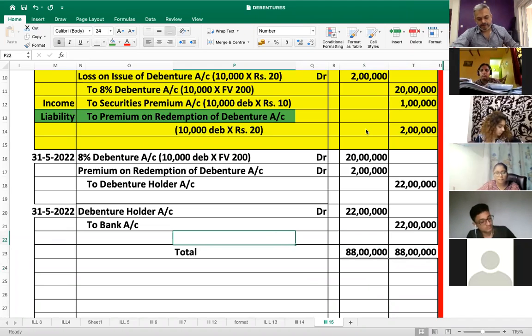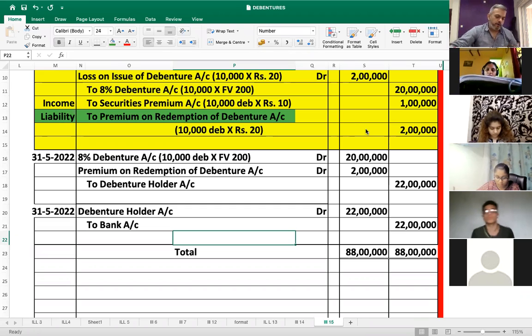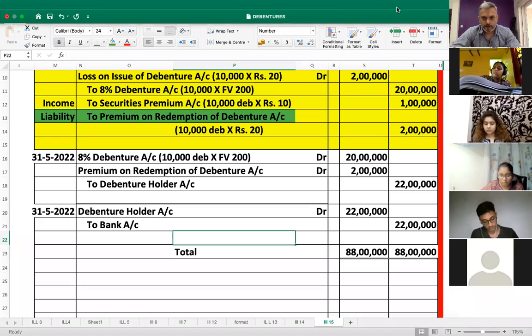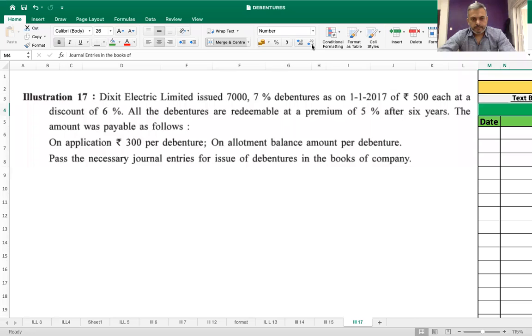Now there is a typical sum. Illustration number 17. 16 and 17 are very similar, but I will take up 17 right now because 17 has a discount also and premium also. So make the format for illustration number 17. All these sums we are doing today are extremely important for the exam. Illustration 17, again, very important.